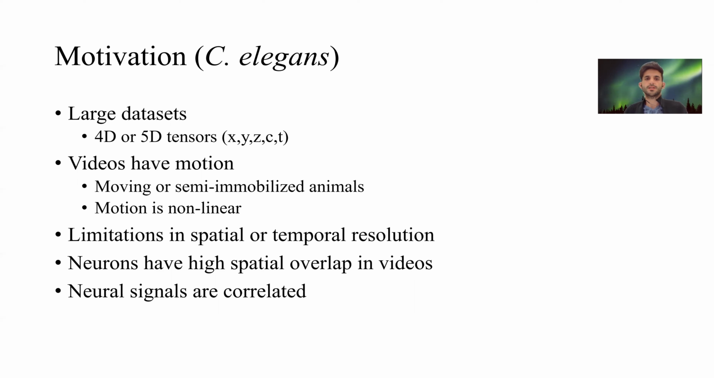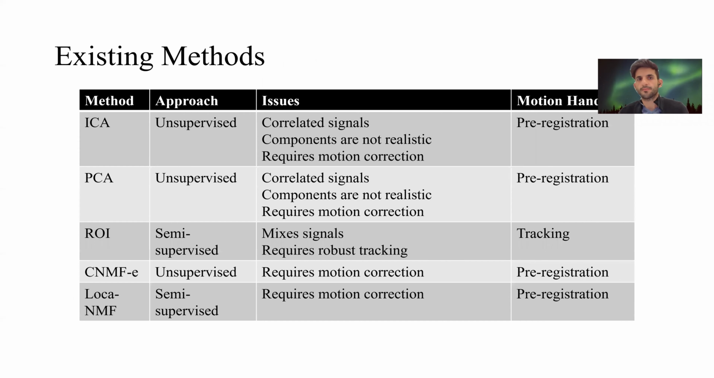There's also limitations in the spatial or temporal resolution of the videos. So we cannot have both perfect spatial and temporal resolution because of the limitations in imaging modalities. And usually the cells overlap in the videos, and the neural signals are also correlated.